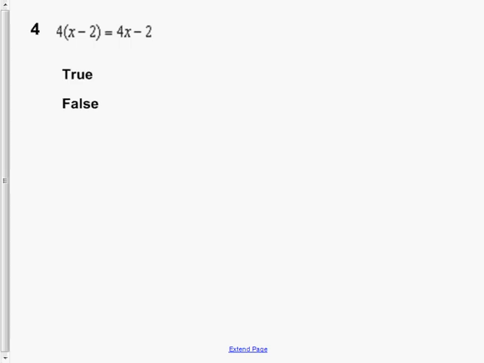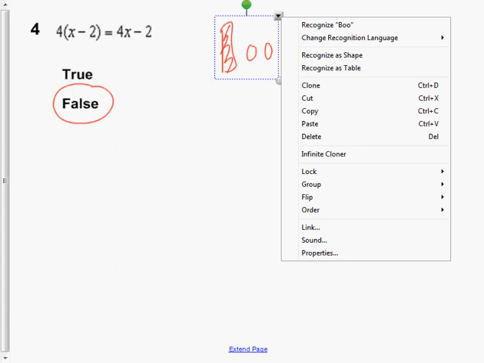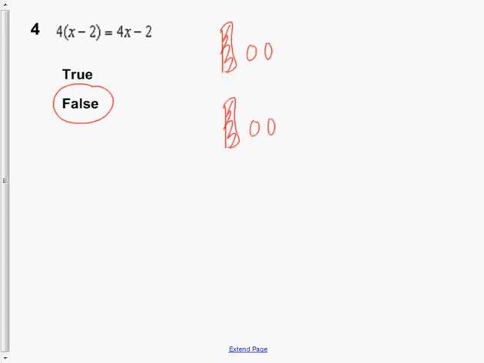Question number 4. It says the product of 4 and x minus 2 is the same thing as 4x minus 2. Now remember, the answer for this is false, and here's why. 4 groups of x minus 2. Here's an x, and there's a minus 2. And if I had 4 groups of x minus 2, I'd have 2 groups of it, I'd have 3 groups of it, I'd have 4 groups of it.